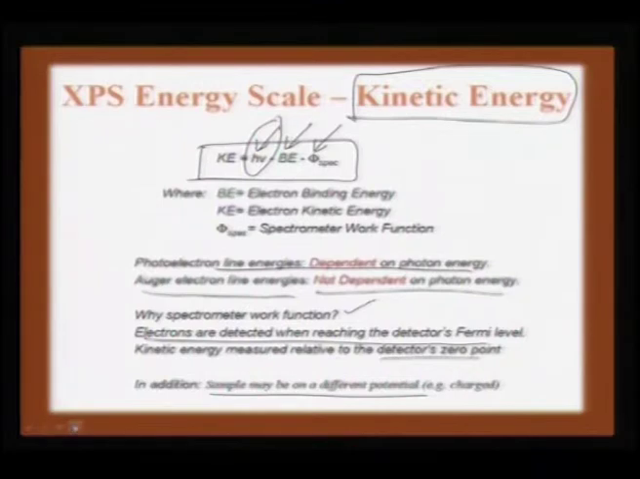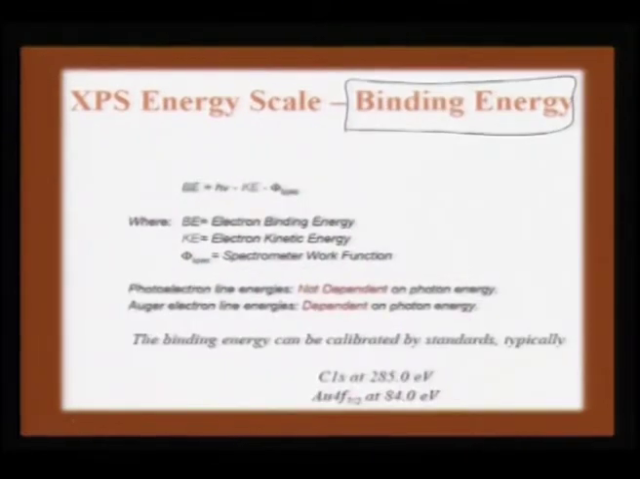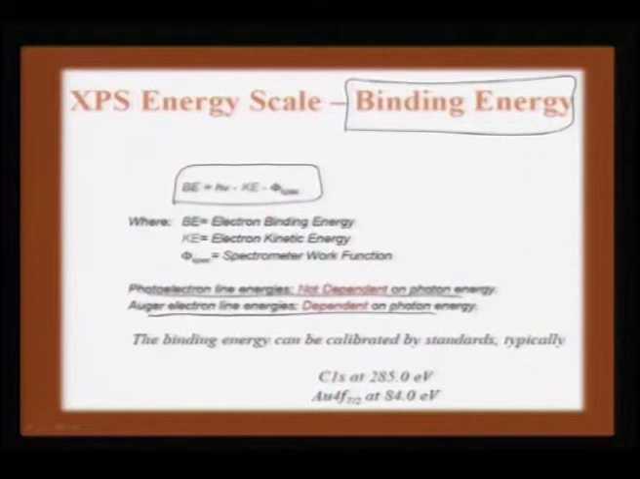When we talk about the energy scale in terms of binding energy, then you will easily find out that binding energy is equal to h nu minus kinetic energy minus phi spectrometer. So, in this case the photoelectron line energy is not dependent on photon energy, whereas the Auger electron is dependent on photon energy when we think about binding energy. Okay. So, the binding energy can be calibrated by standards.